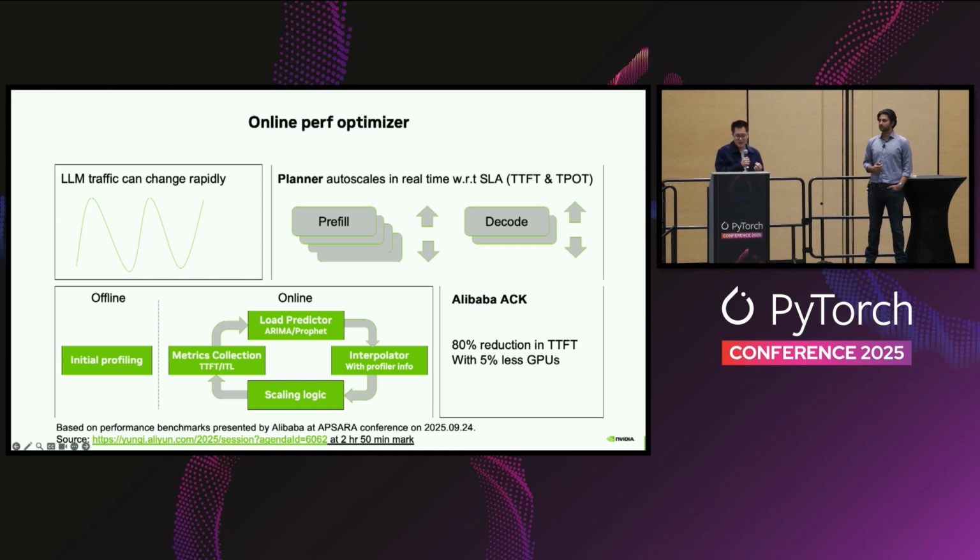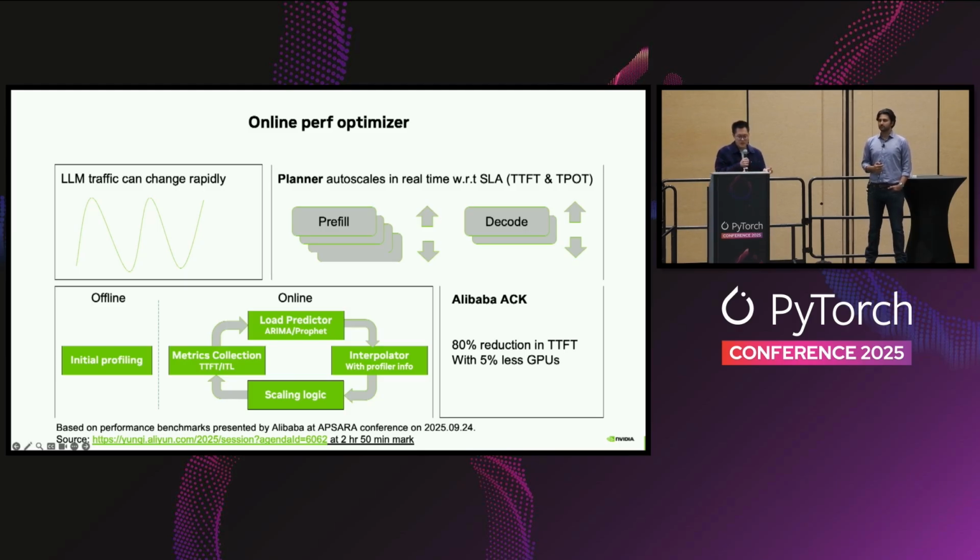Planner does this by first profiling the model offline, then predicting the load from live traffic, and estimating the time to first token and time per output token to make an intelligent decision to scale prefill and decode up and down.